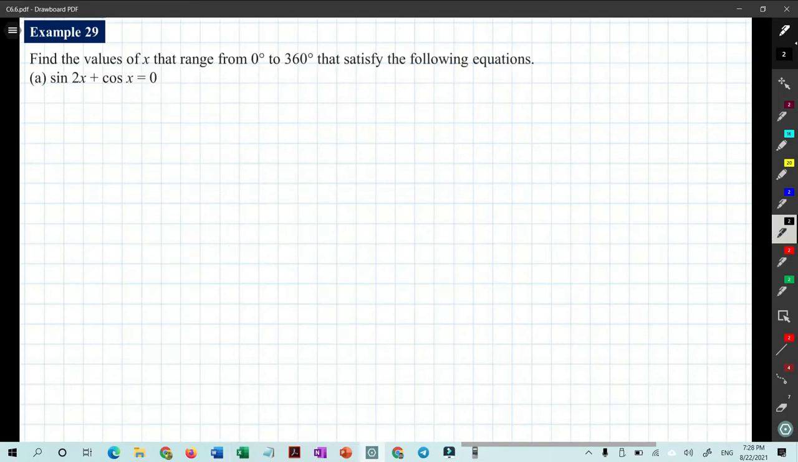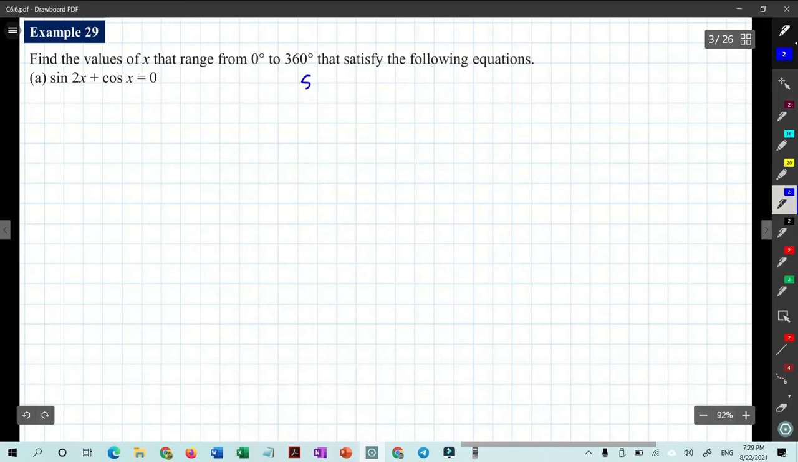Okay, let's look at example 29. Find the values of x that range from 0 to 360 degrees that satisfy the following equations. A, sine 2x plus cos x equals to 0. So since we have sine 2x, we need to use double angle formula. We know that sine 2a is equals to 2 sine a cos a.